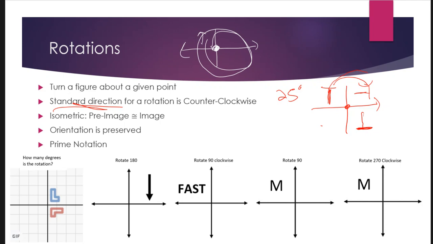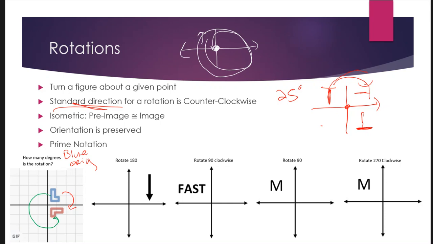So for this, if I don't indicate, I would always have to indicate which direction, because I could either have gone this way, and I didn't even tell you which one was the original. Let's say the blue was the original for this. So I could go this way, or I could be going all the way around this way.